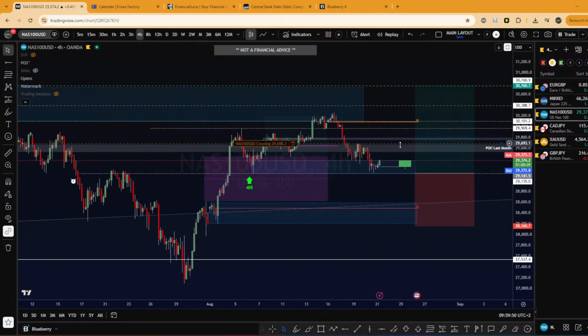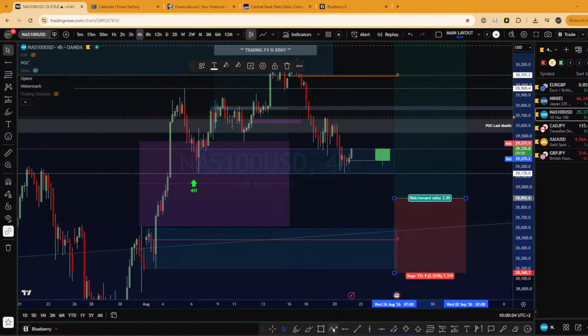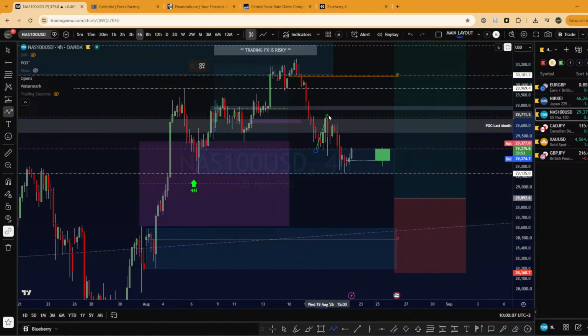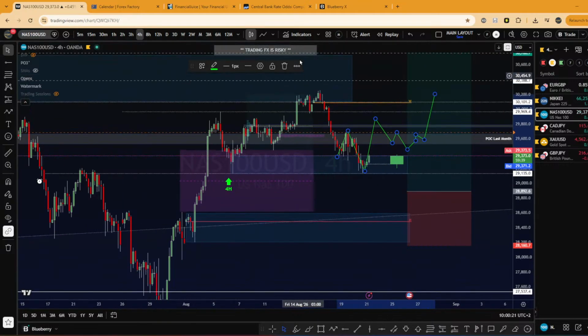My ideal scenario will be a little bit lower prices, somewhere here at the middle of this imbalance. You see, and then try to buy it. But if not, it will make sense to see a break of this previous high, a change of structure, hold above here, and then try to buy. That's the scenario I'm looking for on Nasdaq.